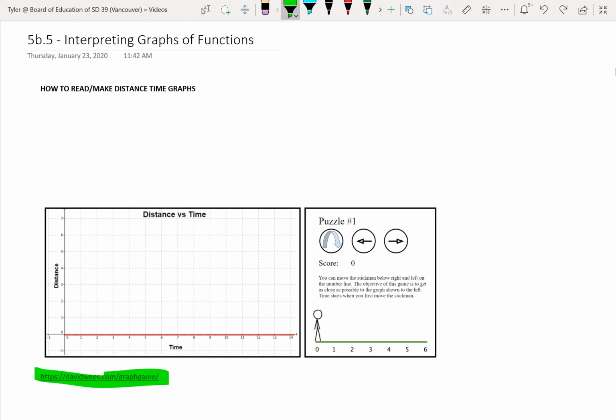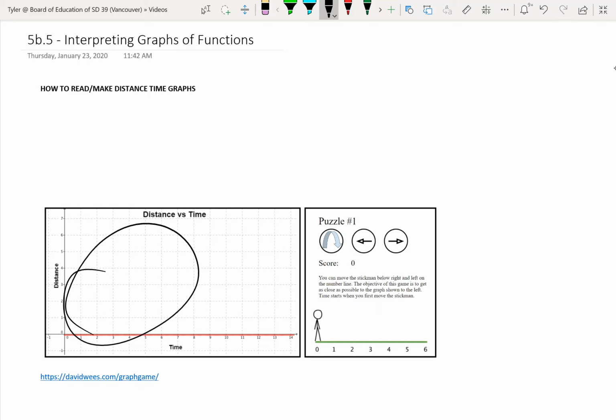I really recommend using this website. It has this little game here where basically you click and drag on the little person, and then it creates a distance time graph based on this little person's movement. And so by doing that, you can experiment and kind of see for yourself how it works, like what happens with a person and how it relates to the distance time graph. But that being said, I'm still going to go over the basics so you can understand.